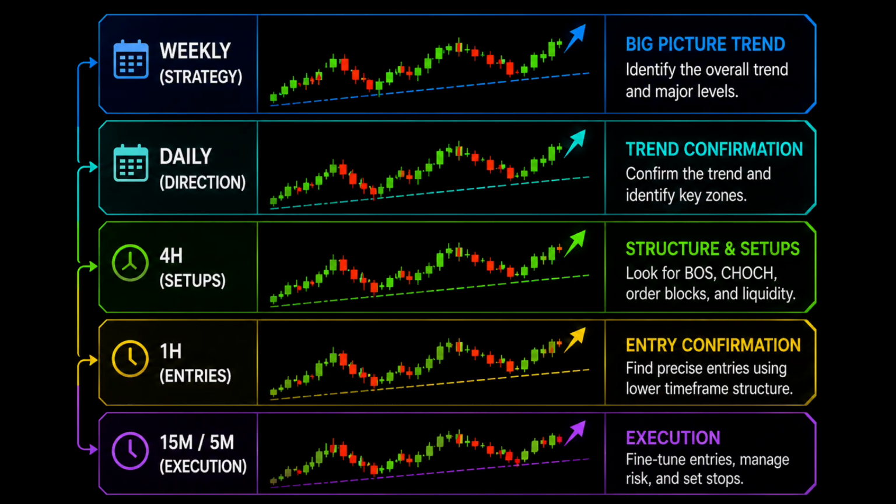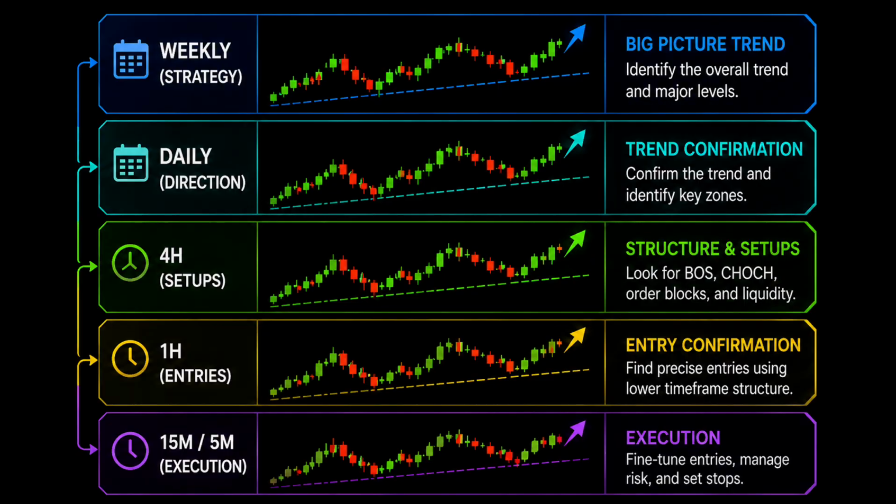Once we understand the bigger picture, we move to the 4-hour chart. This is where we begin searching for opportunities using concepts such as break of structure, change of character, liquidity sweeps, and order blocks. Then we drop down to the 1-hour chart to refine our entries. This time frame helps us find precise areas where institutions may be entering the market. Finally, the 15-minute and 5-minute charts are used for execution. Here we look for final confirmation, manage risk, and execute trades with precision.